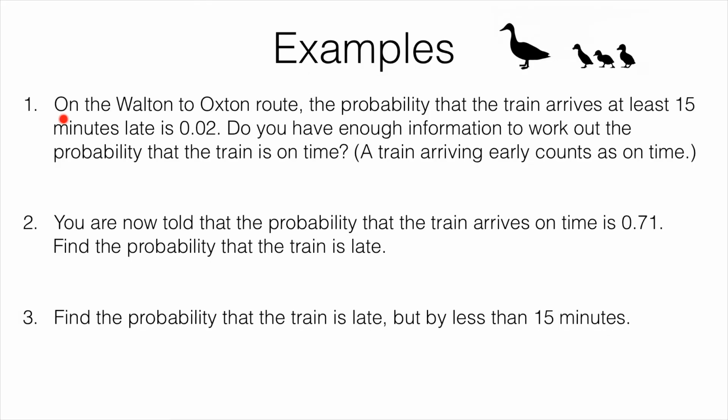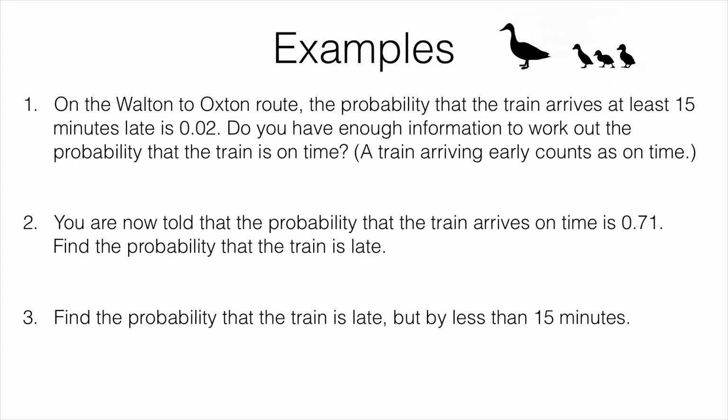Question 1. On the Walton to Oxton route, the probability that the train arrives at least 15 minutes late is 0.02. Do you have enough information to work out the probability that the train is on time? A train arriving early counts as on time.